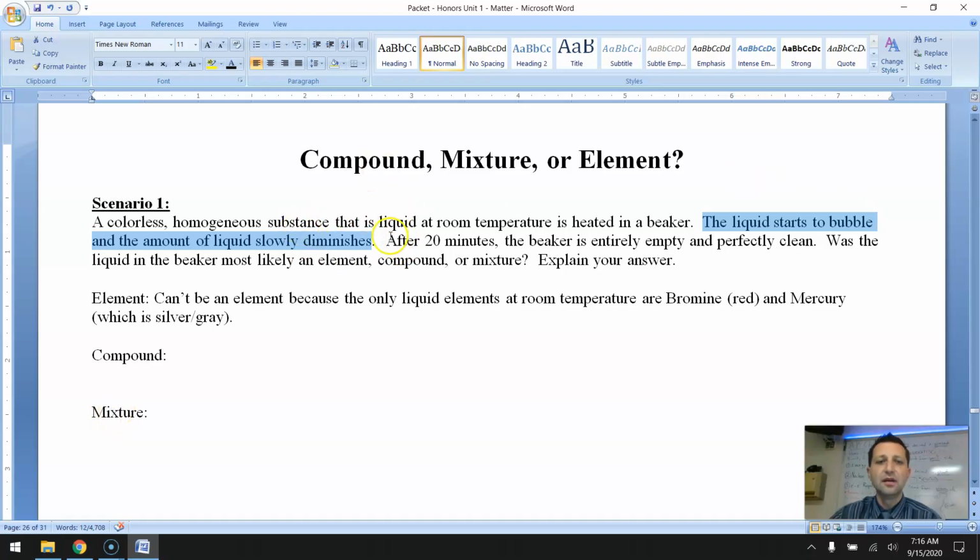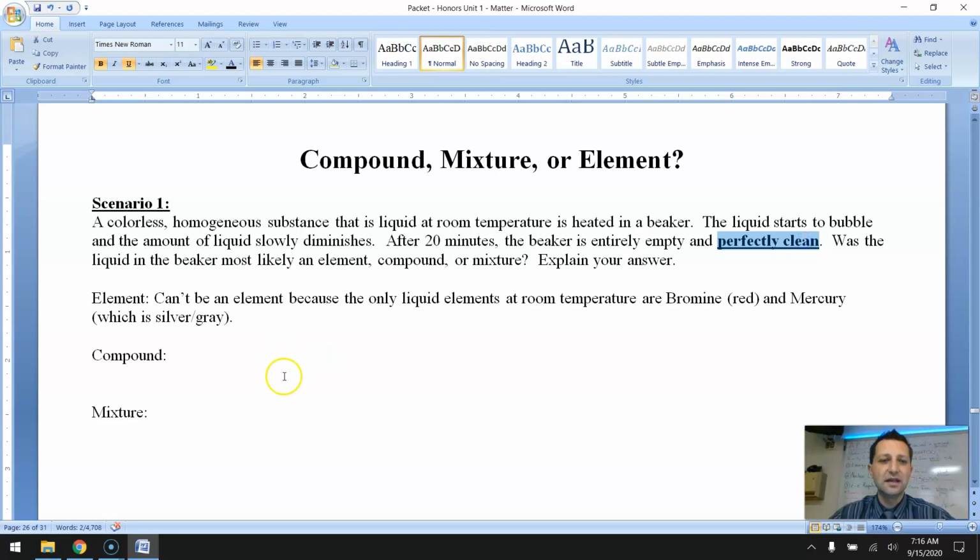All right, let's go on. After 20 minutes, the beaker is empty and perfectly clean. So all the liquid's gone and it's perfectly clean. This part here is really important. Think about it: if you had a mixture, say this was salt water or sugar water, and you separated it using this heating method, which is basically crystallization, you should have something left over at the end, right? Well, we didn't.